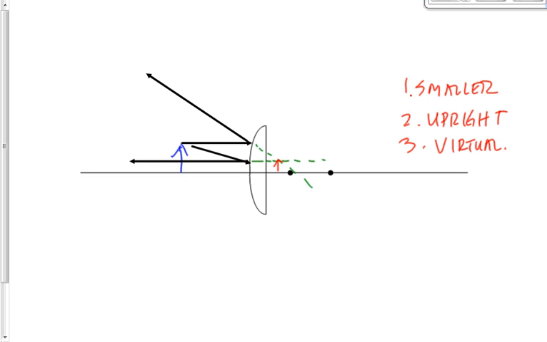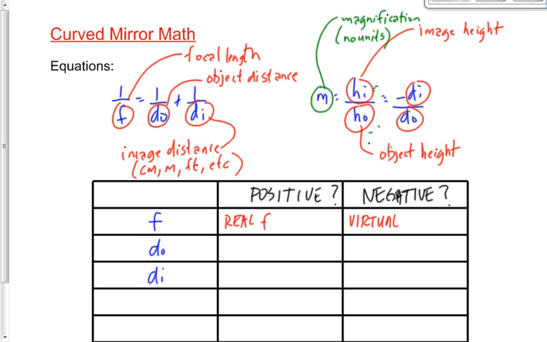Rays parallel to the principal axis don't really go through the focal point there. They diverge away from the focal point. They virtually go through the focal point. So we're going to make F positive when it's real, when we have a converging mirror. And we're going to make it negative when it's virtual, when it's a diverging mirror.